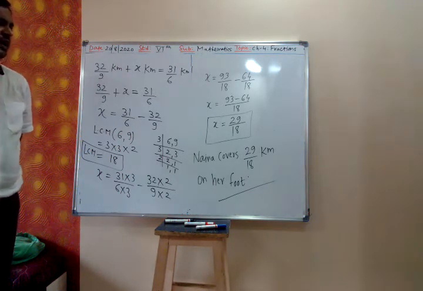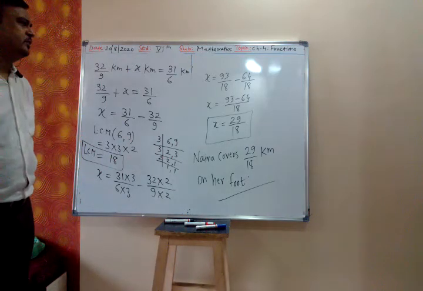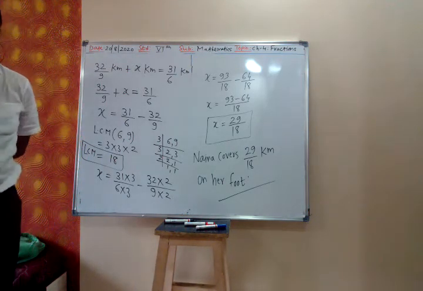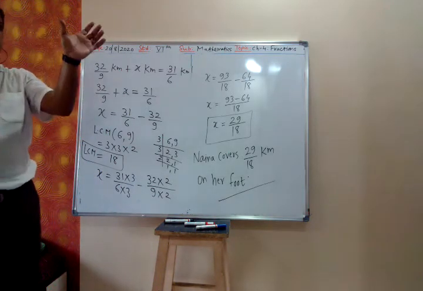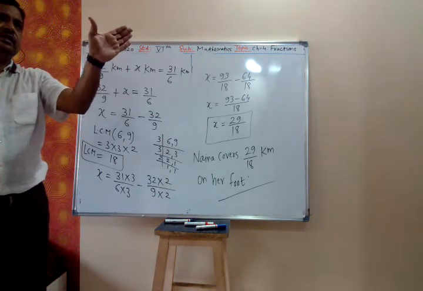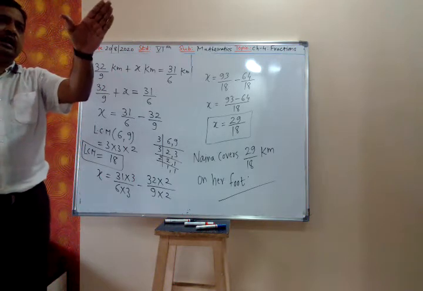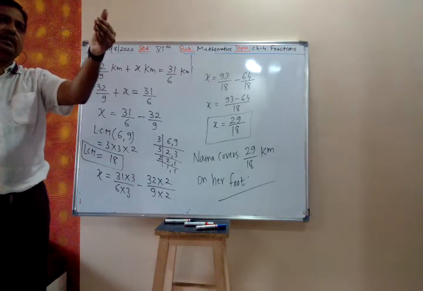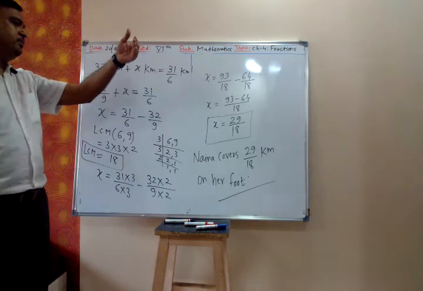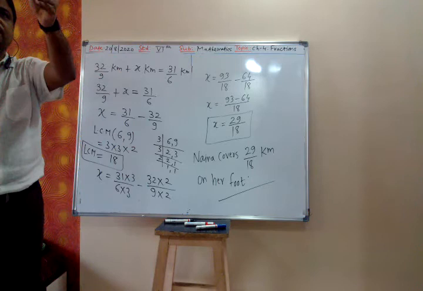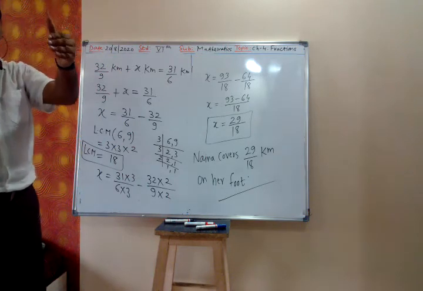You write x. That gives you more clarity. The total distance is 31 upon 6. Sum of the distance she covered by bus. How much distance she covered by foot, that we consider x. So 32 upon 9 plus x will be the total distance, 31 upon 6.